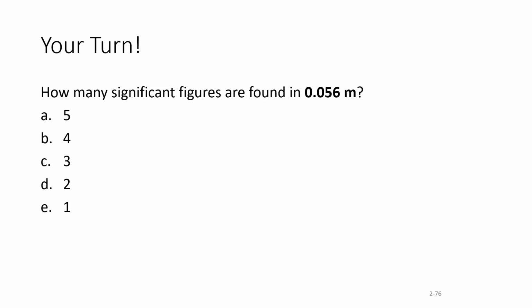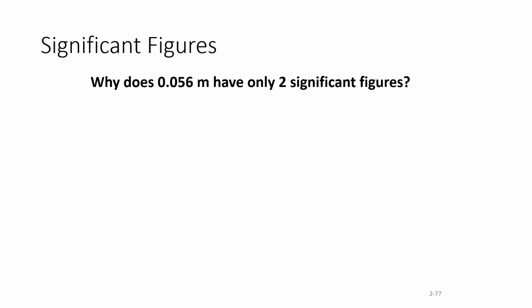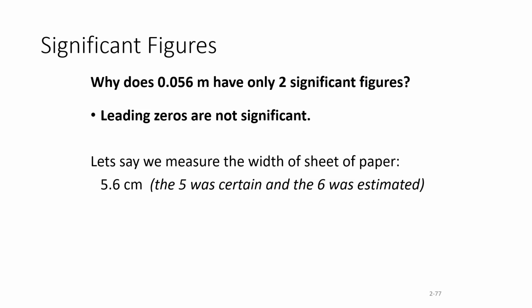How many significant figures are found in this number? Well, we have the 5 and the 6, and then anything before the whole numbers is not significant. So this one only has 2. Why does it only have 2? The leading zeros are not significant.